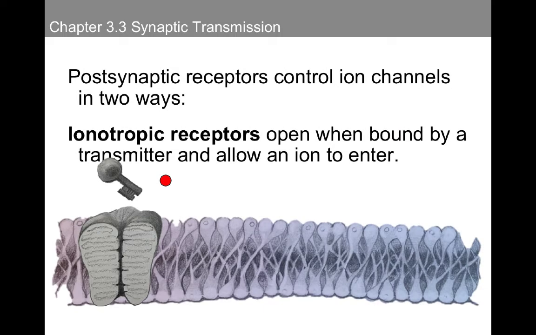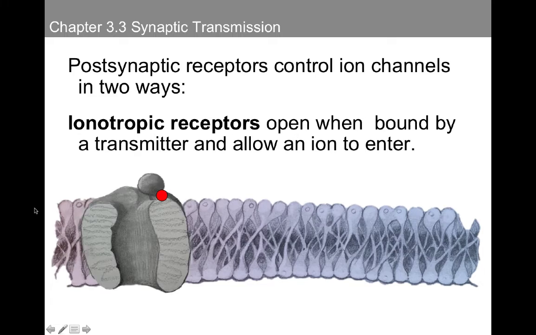Now, postsynaptic receptors control ion channels in two ways. We have ionotropic receptors and metabotropic receptors. Ionotropic receptors open when bound by a transmitter, and they allow an ion to enter. So there's our ligand, our key right here, and this red thing here is an ion. We're going to say it's a cation. And what does a ligand do when it finds the appropriate receptor? It goes in and it opens up the receptor. And that's how these ionotropic receptors work. They open when bound by a transmitter and allow an ion to enter.